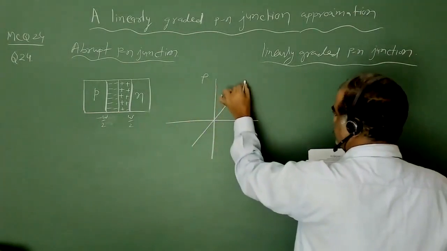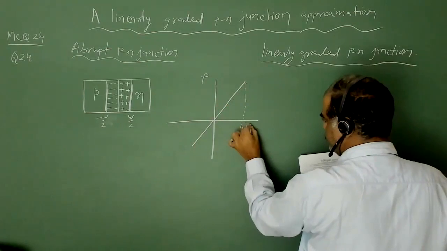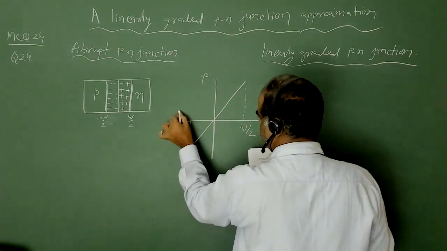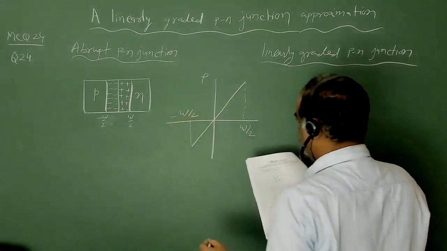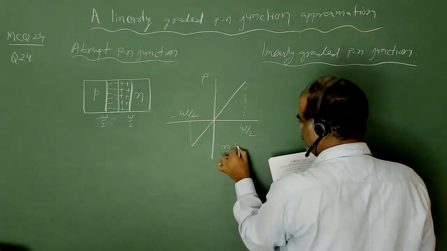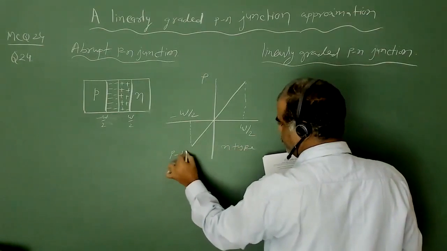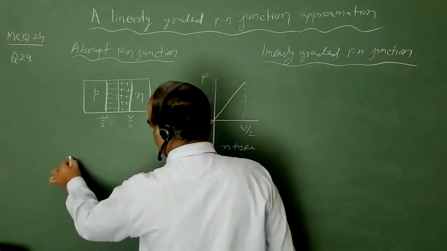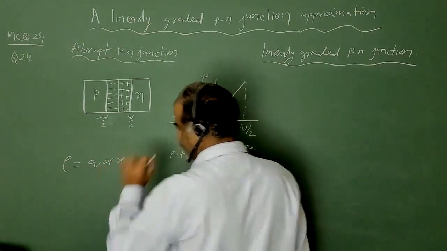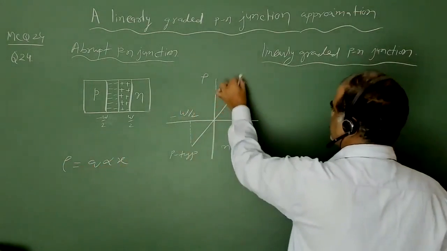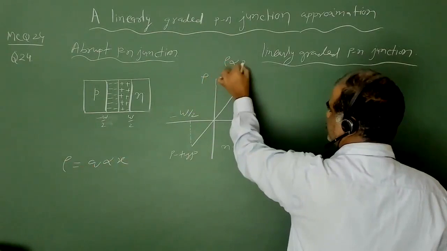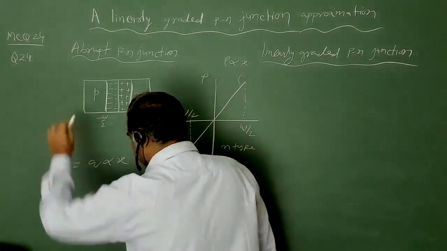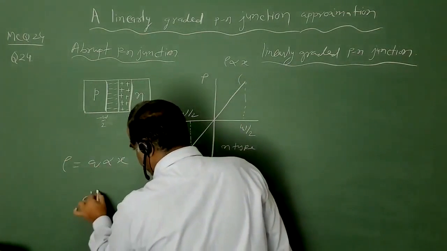So this is my w by 2, and this is my minus w by 2. This is the n type region and this is my p type region. Now I want to calculate. Say my rho is q alpha x. Rho is given as proportional to x. So say rho is q alpha x, or you can simply put alpha x. Now I want to calculate the electric field.